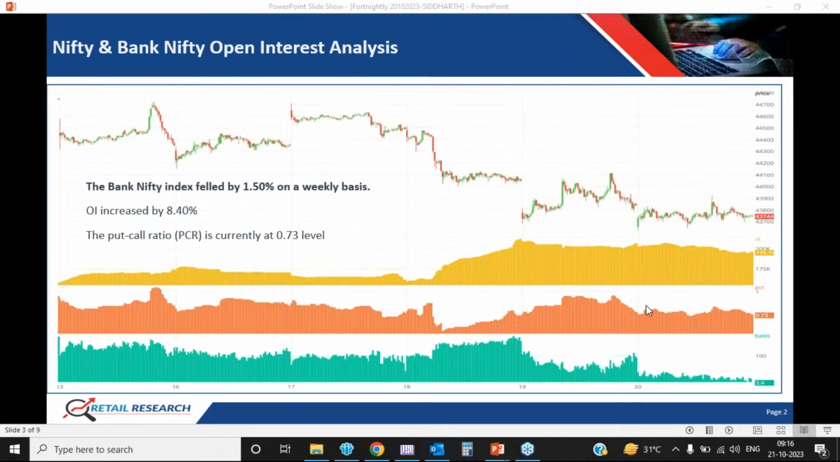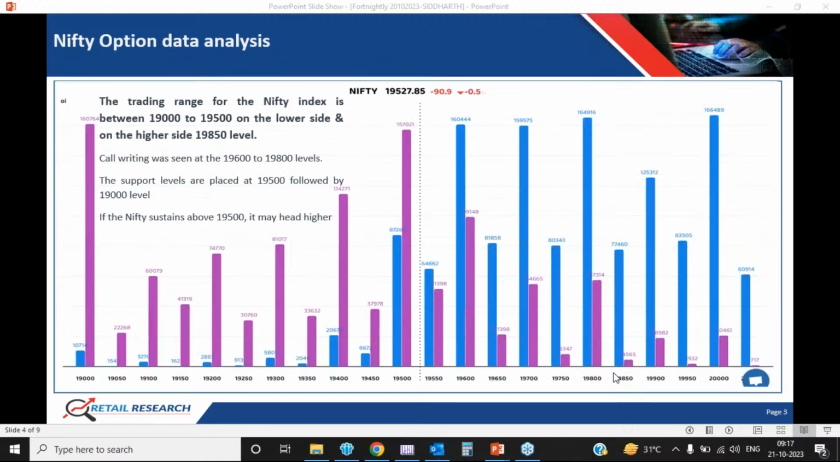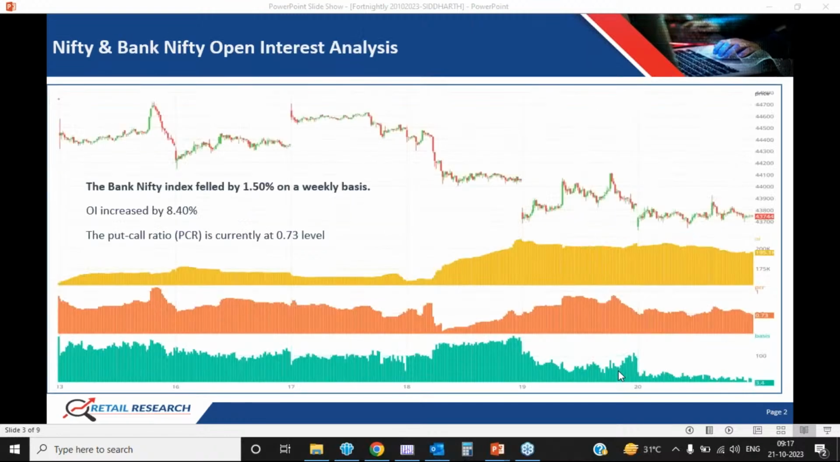Moving to the put call ratio, previous one. Moving to the put call ratio, we find. Nagaraj, first slide only.